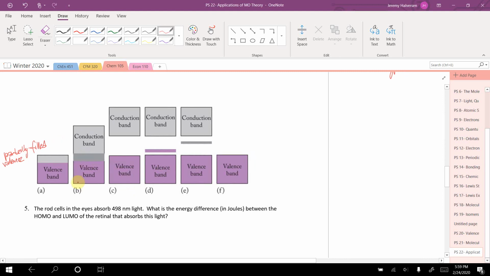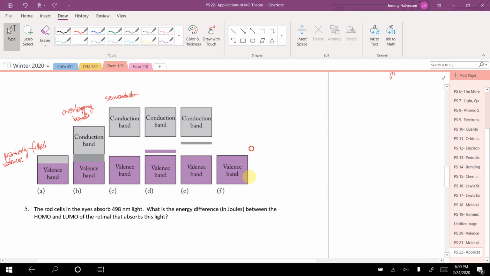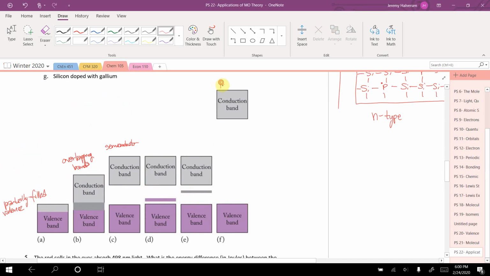Here we have a totally full valence band, but the conduction band is very close, so this is just overlapping bands. That's what this picture is trying to draw. Sorry, it took me a second to figure that out. All right, here we have a little bit of a gap, so this would be a semiconductor. I know a little bit is relative, but relative to this, this is a huge gap, so this would be an insulator.